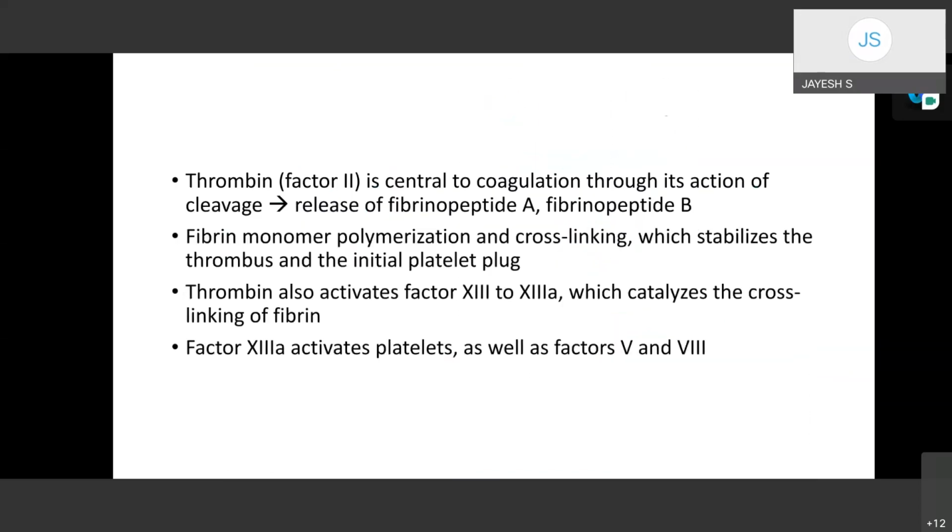Thrombin, factor 2, is central to coagulation through its action of cleaving fibrinogen, which results in release of fibrinopeptide A and fibrinopeptide B. Then fibrin monomer polymerization and cross-linking occur, which stabilize the thrombus and the initial platelet plug. Thrombin also activates factor 13 to 13A, which catalyzes the cross-linking of fibrin. Thrombin also activates platelets, as well as factors 5 and 8.